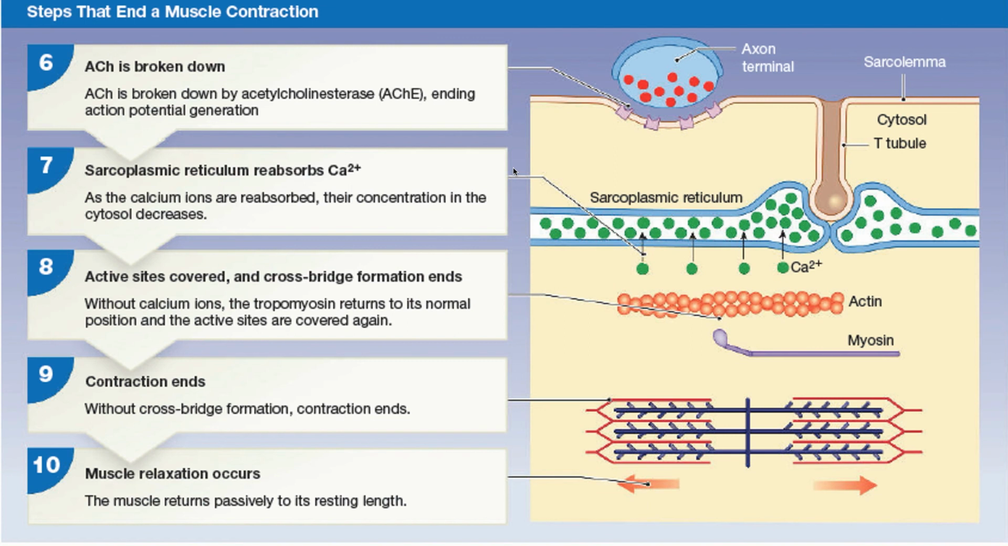Conversely, these are the steps that end a muscle contraction. So ACh is broken down, the sarcoplasmic reticulum reabsorbs calcium, the active sites are then recovered and cross bridge formation ends. That causes the contraction to end, and then that causes eventual muscle relaxation.